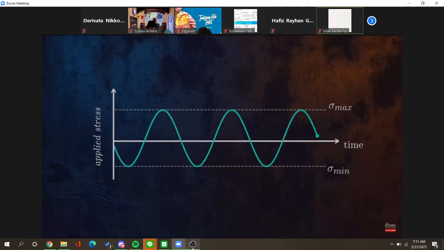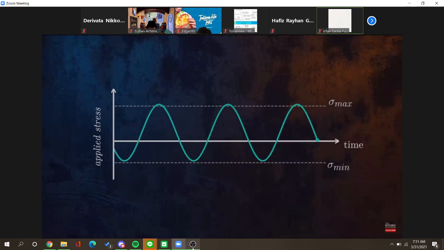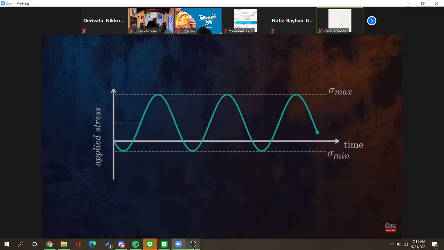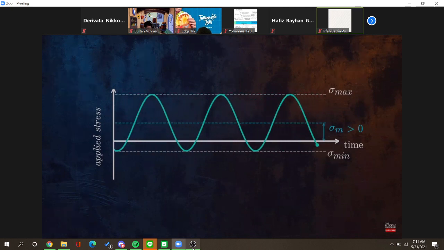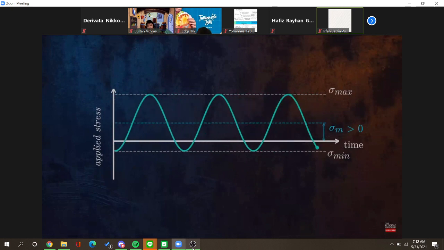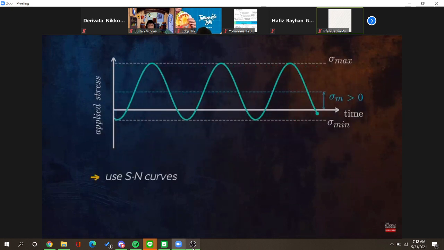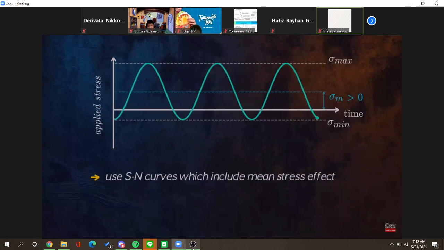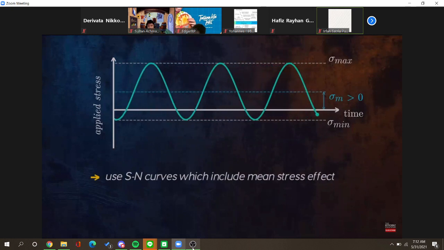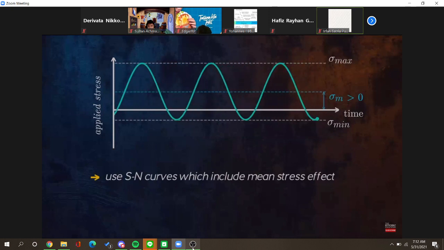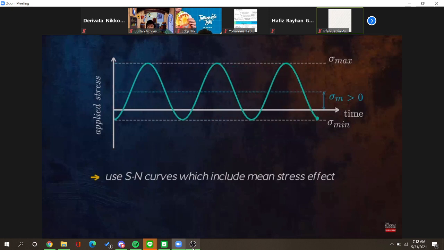But this is only one very specific type of loading. In some cases, we might have a mean stress which is not equal to 0, as shown here. This mean stress will have an effect on the fatigue life. A tensile mean stress will typically result in a shorter fatigue life. One way to account for a tensile mean stress is to use SN curves derived for specific values of mean stress. But these are often not available, or would be time-consuming to obtain.